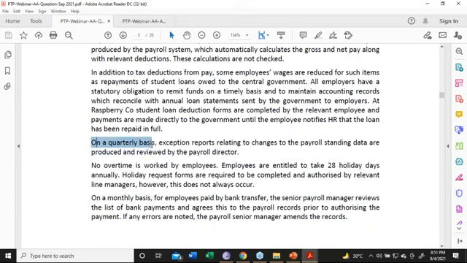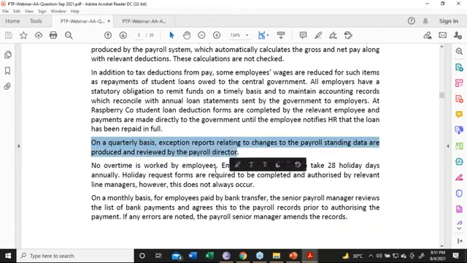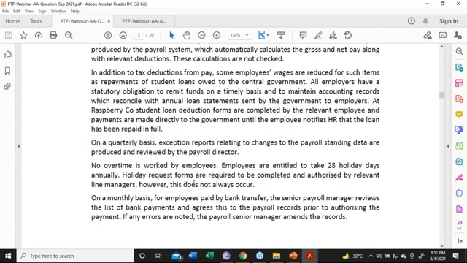On a quarterly basis, exception reports relating to changes to payroll standing data are produced and reviewed by the payroll director. Is this a good control or a bad control? Somebody might be wondering, what is standing data? Standing data is data which is not supposed to change on a regular basis.